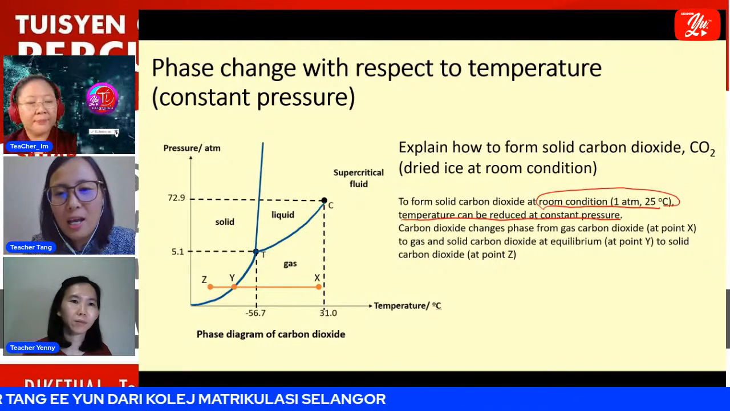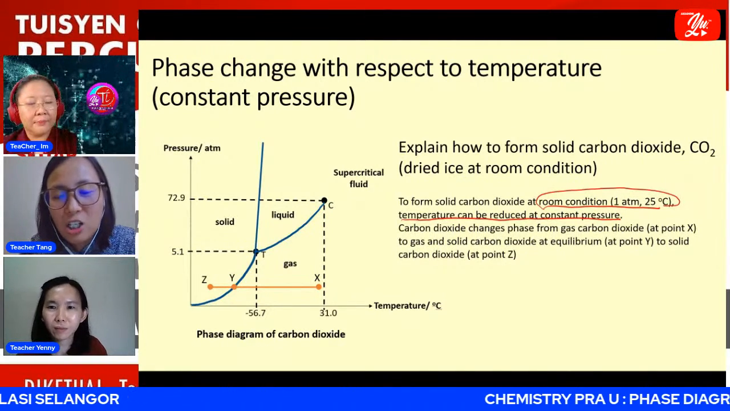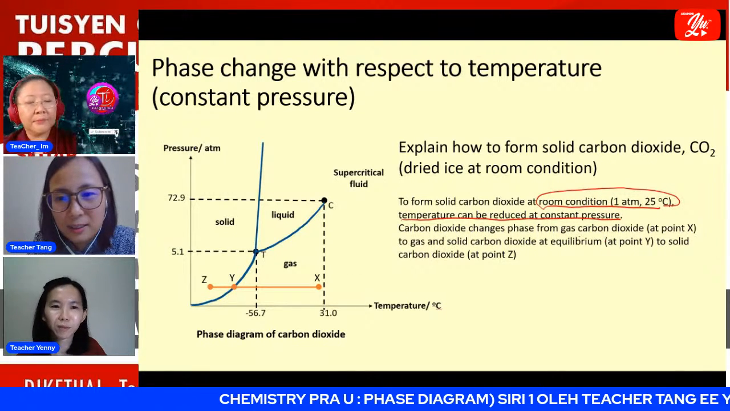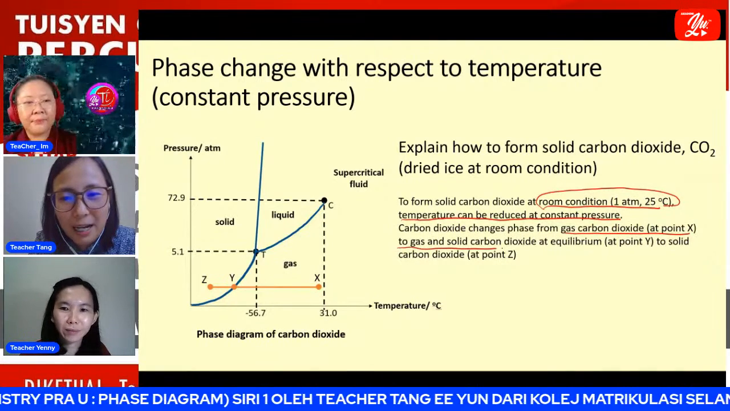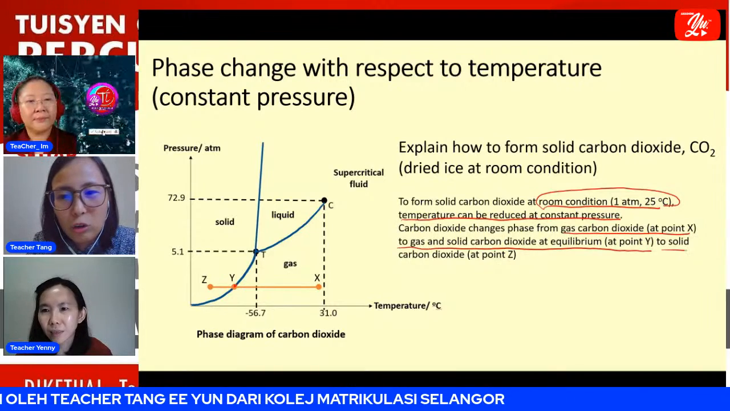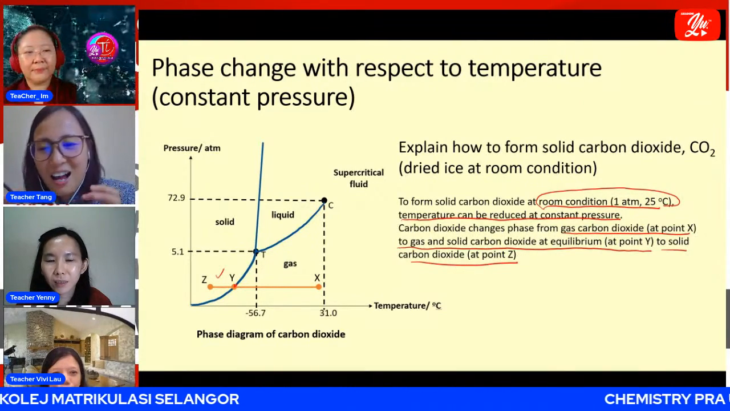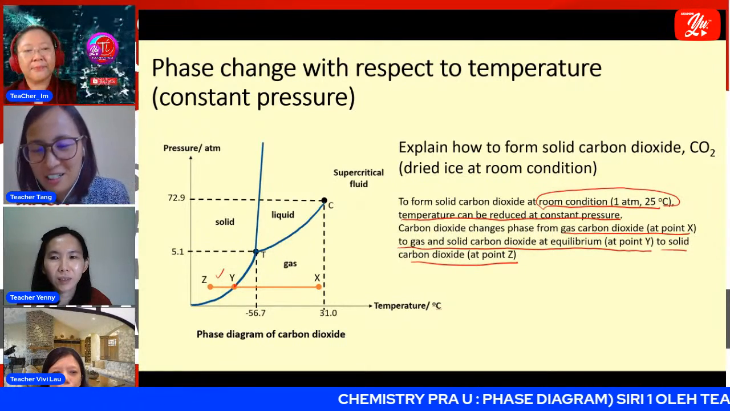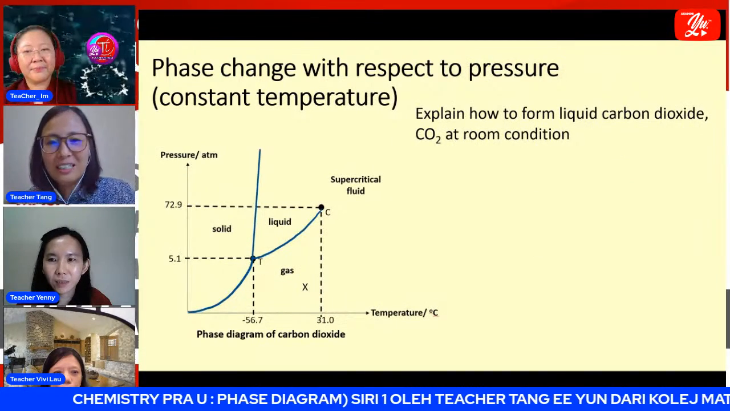Then the carbon dioxide will change phase from gas carbon dioxide at point X, to gas and solid carbon dioxide at equilibrium at point Y, to solid carbon dioxide at point Z. So this is how you construct your essay answer. Now we move on to the next example.